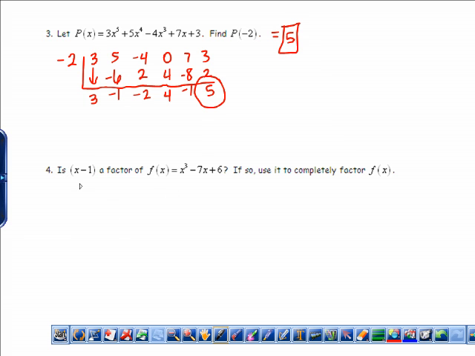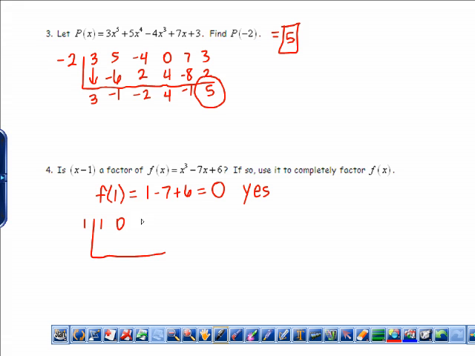All right, number 4 is a question like it, but it's asked a little bit differently. Is x minus 1 a factor? If so, use it to completely factor f of x. Now, just to answer the yes-no part, we can find out what f of 1 is. Notice again that I switched the sign there. And if I plug in a 1, I get 1 cubed minus 7 times 1 plus 6. Now, if this equals anything but 0, the answer is no. It does end up being 0, so the answer to the first part is yes, and we're going to have to do synthetic division anyway. But this could have saved you that step.